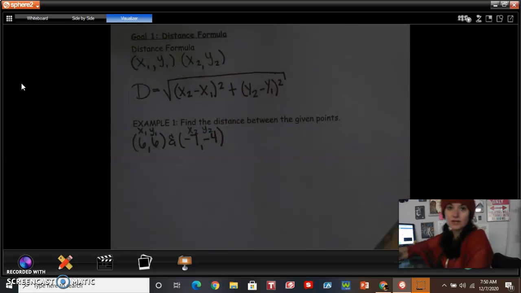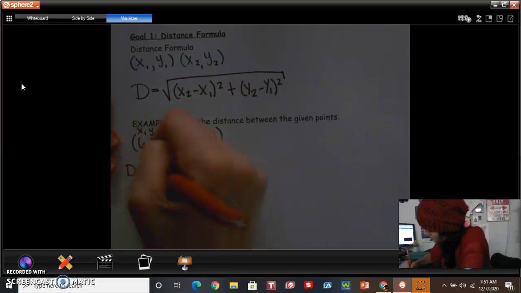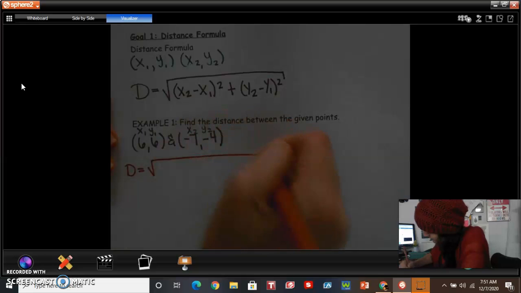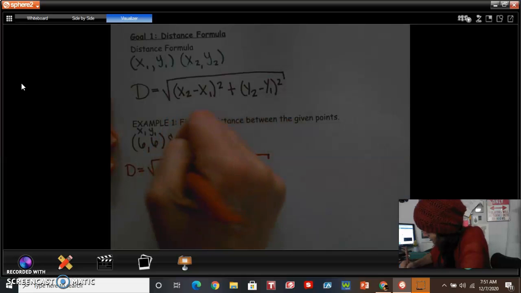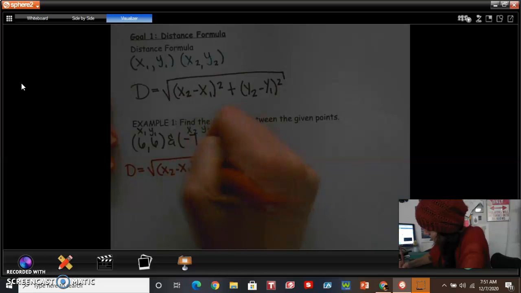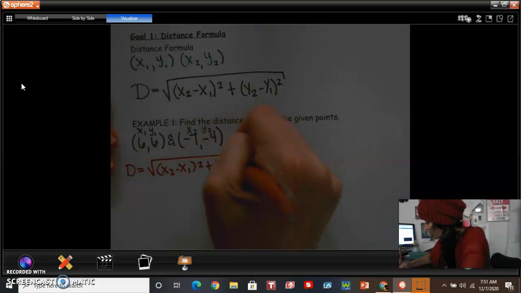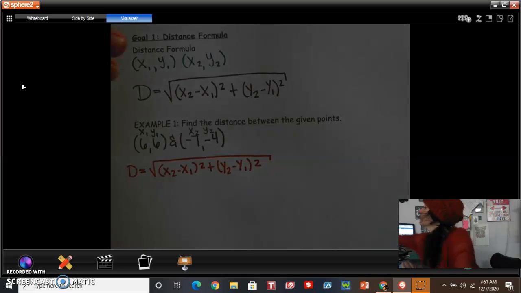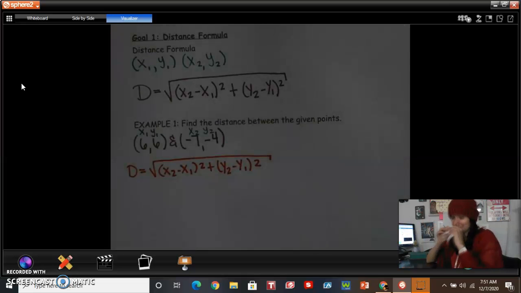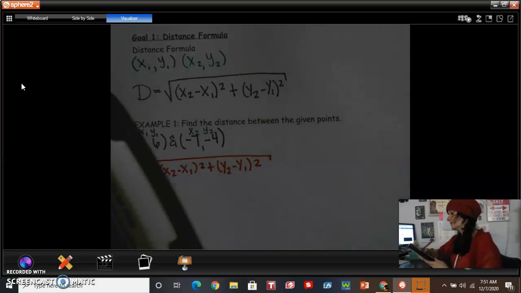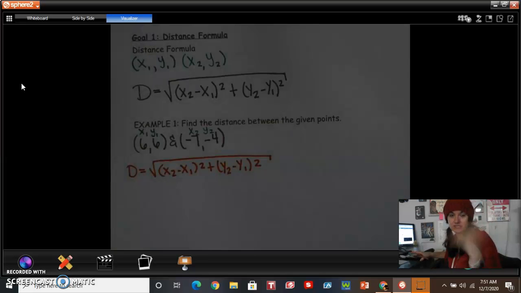And now we're going to write our formula. Yes, you have to write the formula. If you don't, then you're definitely going to mess up, okay? So distance is equal to the square root of x2 minus x1 squared plus y2 minus y1 squared. Please write that down. You will need a calculator. You cannot do these without one. You will have to turn your phone sideways to be able to use the calculator appropriately on here.